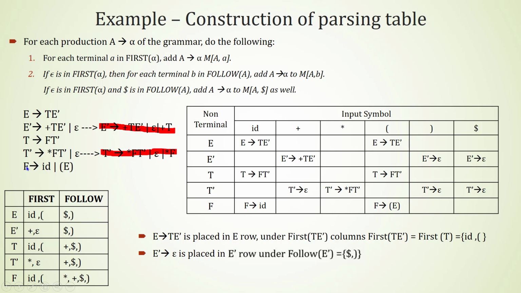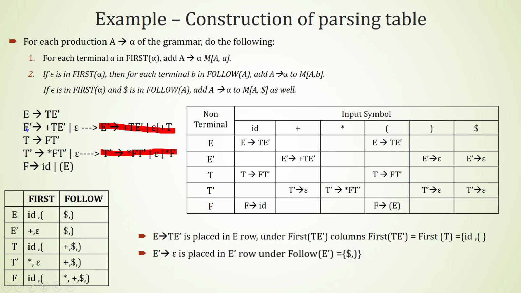Next, I am moving to the next production. F gives ID. First of ID means ID. We already studied that first of a terminal symbol is that terminal symbol itself. So F gives ID will be placed in the F row under ID. Similarly, F gives E within brackets will be placed under first of opening bracket E closing bracket. That first will be opening bracket, so F gives E within brackets is placed under opening bracket. So it's a very simple step.